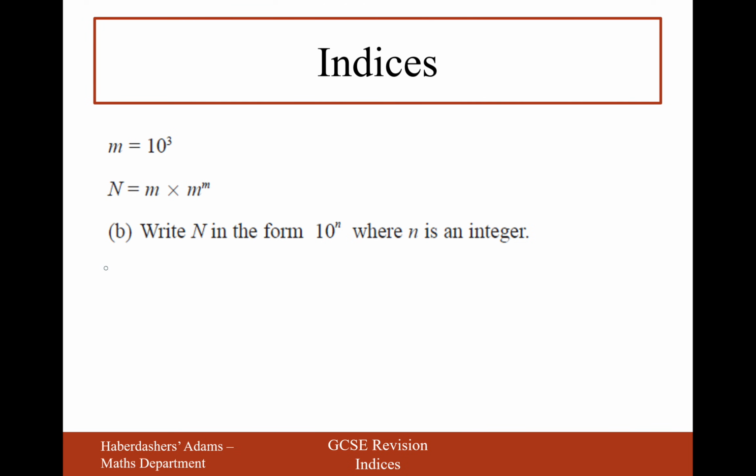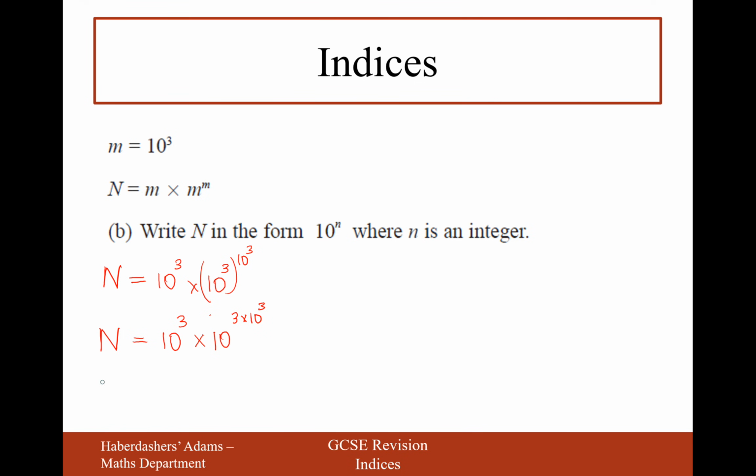Okay, so let's write out the number n then. So n is equal to 10 to the 3, times 10 to the 3, to the power of 10 to the 3. Ooh, eek. Okay, so this question looks very difficult here. So let's now rewrite this as 10 to the n, where n is an integer. So for the first bit we'll just leave 10 to the 3 alone. And then it's going to be 10 to the 3 times this, so it's going to be 3 lots of 10 to the 3, so that's going to make it 10 to the power of 3 times 10 to the 3.